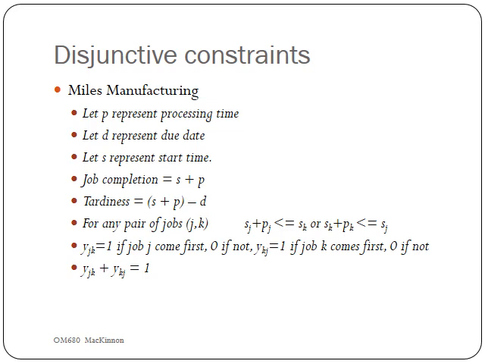So Y of JK is 1 if job J comes first, 0 if not, and vice versa. And so Y of JK plus Y of KJ equals 1. One of them must come first. That means one Y will be 1, the other one will be 0. Okay? Again, go back through that, pause the recording, go back and look at this again. The algebra is not difficult, you just got a lot to get into your head.